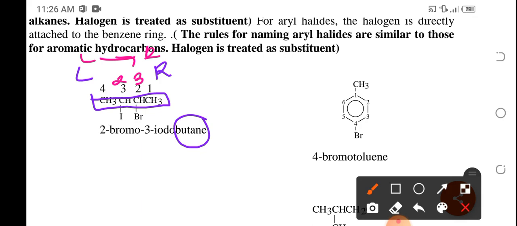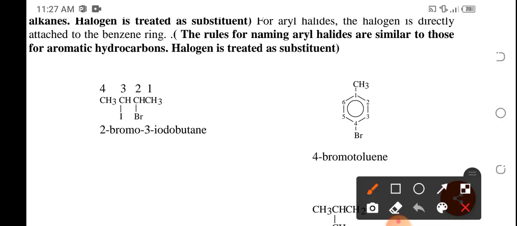Okay. However, for this case, since we have equidistant numbering, we are going to use alphabetical listing as a tiebreaker kung saan tayo mag-uumpisa. Kasi parehas na 2 and 3, left to right, right to left. So since bromo came first, then iodo, we are going to number it from right to left. Having bromo on the second and iodo on the third. So therefore, this is 2-bromo-3-iodobutane.